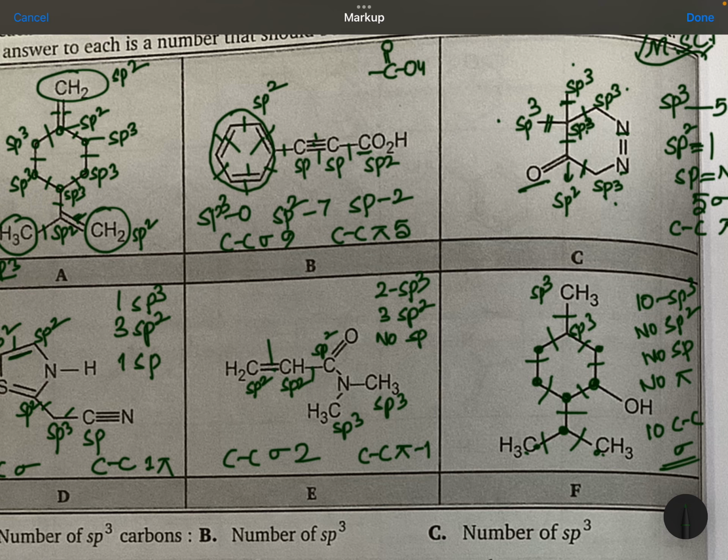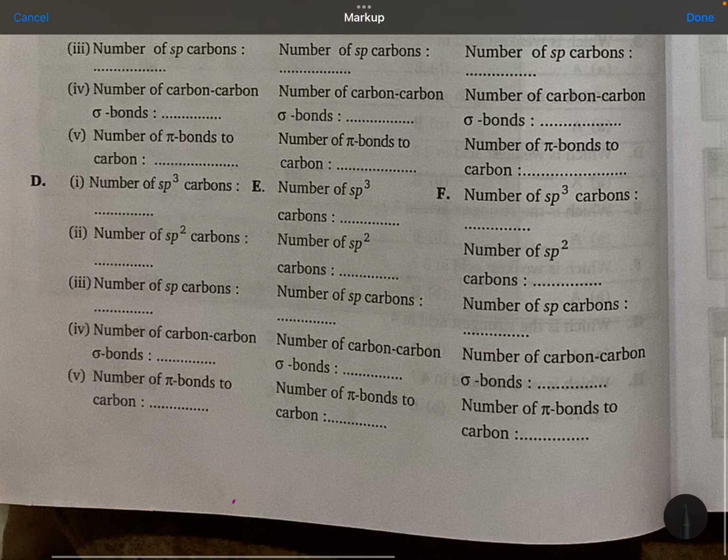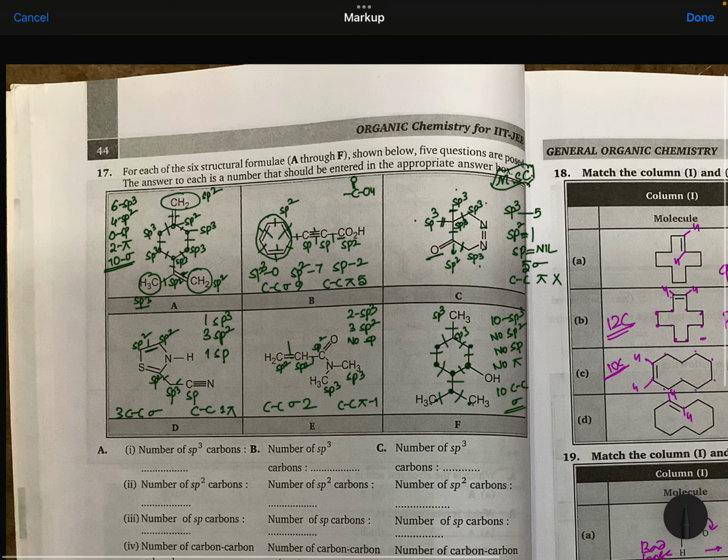Done? A good question. Actually good practice. Of course for me too. So this was the paper and we made here only.